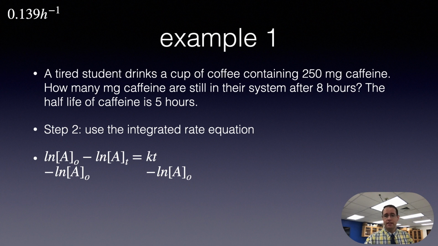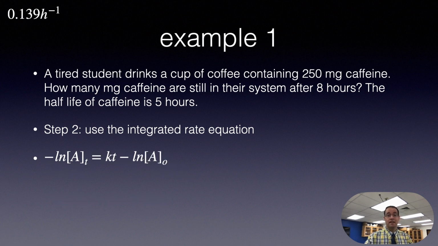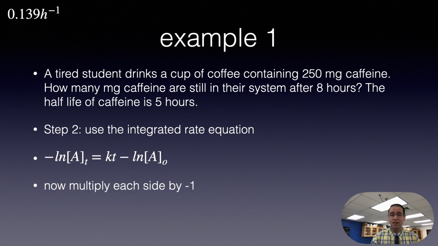We subtract natural log of A0 from both sides. I'm showing you the steps here because if I just show the answer, a lot of students in the past have historically been confused. So I'll take you through the steps here. So let's subtract natural log of A0 from both sides, and we're left with minus natural log of At is equal to Kt minus natural log of A0, okay? So here we are. And now what we want to do is multiply each side by -1 to get rid of that annoying minus sign on the left, all right?